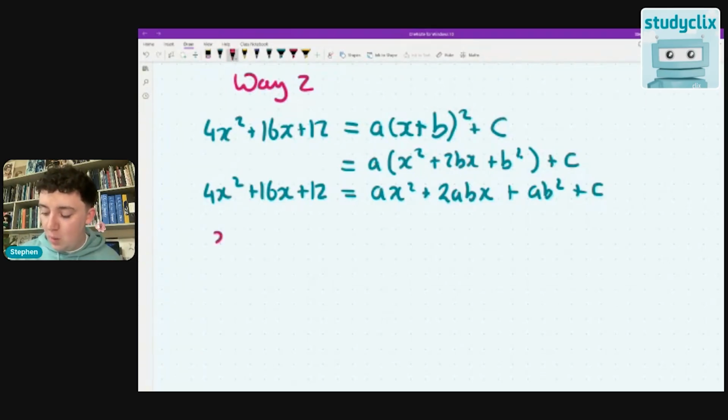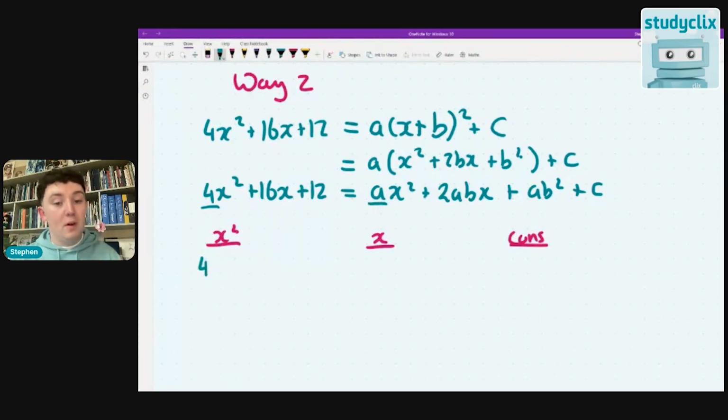We're going to equate the coefficients of the x squareds, the x's, and the constants. So on the left-hand side, I hope you'll agree there's a 4 in front of the x squared, and that has to equal the coefficient of x squared on the right, because these things are in balance. So that has to equal the number in front of the x squared, which is a. So you can see there I've gotten a equals 4.